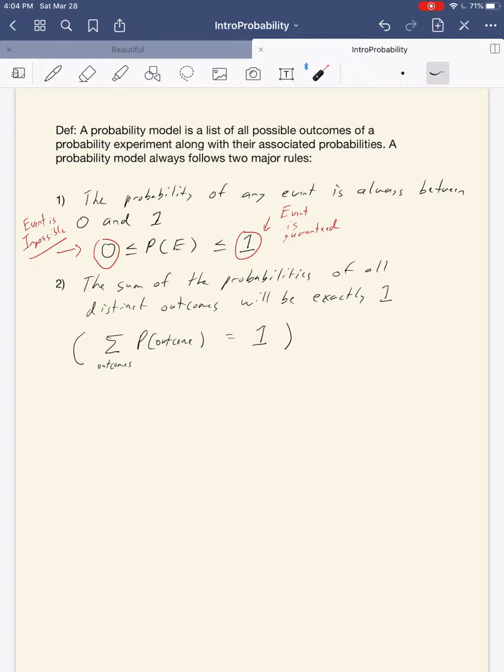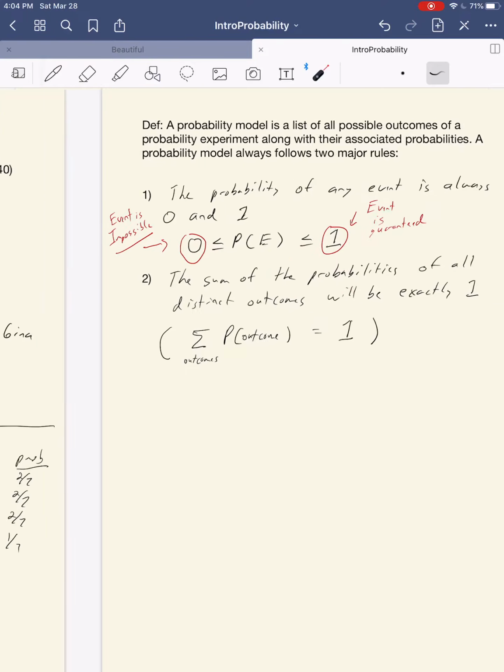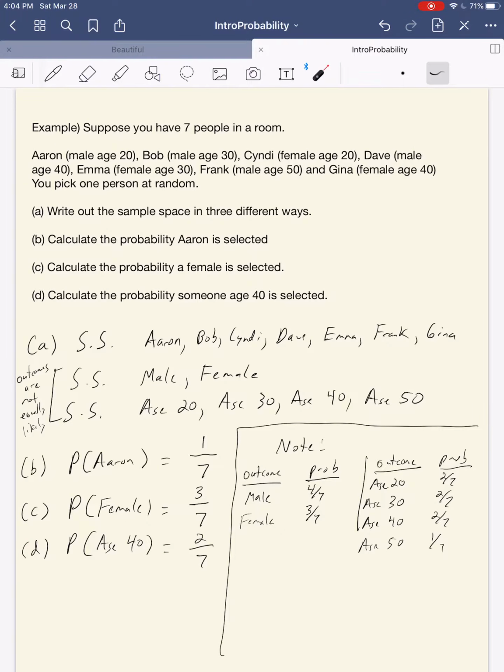Let's go back and look. We built 2 things that I claimed were going to be probability models. Let's see if that was actually the case. Let's take a look at this first one here. Is this really a probability model? Well, are the probabilities between 0 and 1? 4 out of 7 and 3 out of 7? Definitely between 0 and 1. Do these probabilities add up to 1? Well, 4 out of 7 plus 3 out of 7 is 7 out of 7, which is exactly 1. So this guy is a probability model.